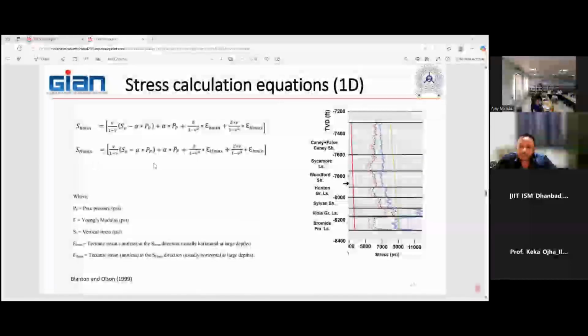Suppose there was no plate tectonics going on, then you can just forget this part of the equations. In that case, your SH min will become equal to SH max because this part here is the same as this part. There will be no difference between the SH max and SH min, so it will be an isotropic stress rock in the horizontal direction. Your SV will still be different, but your SH min will become equal to SH max. And these are mainly calibration parameters. These are not actual strains.